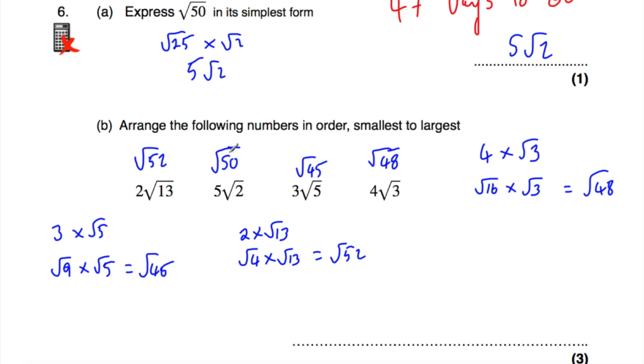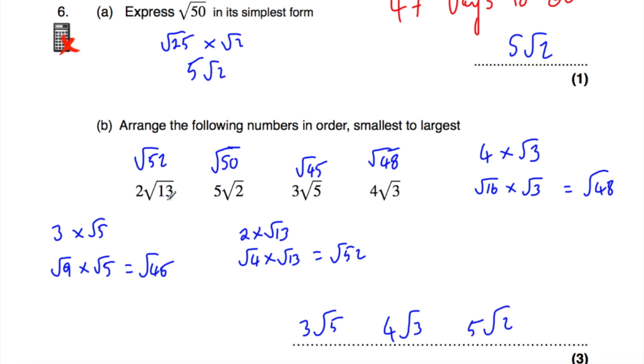And now we've been asked to put these in order from smallest to largest. So we can see this is the smallest, 3 root 5, because the square root of 45 would be the smallest answer. Next we've got this one, which is root 48, which is 4 root 3. Next then it would be this one here, 5 root 2.